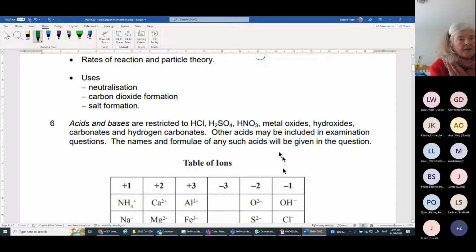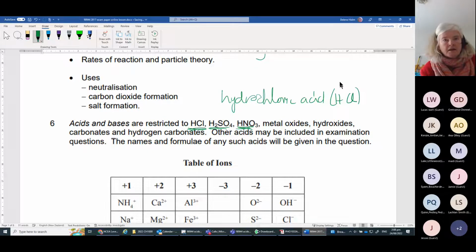Please make sure that you learn these formulae as well, so you recognize them. They should, in the exam, tell you what it is. They might say, for instance, calcium carbonate is reacted with hydrochloric acid, and then they normally have in brackets or in commas after that, they give the formula. So you should have those there in the questions.